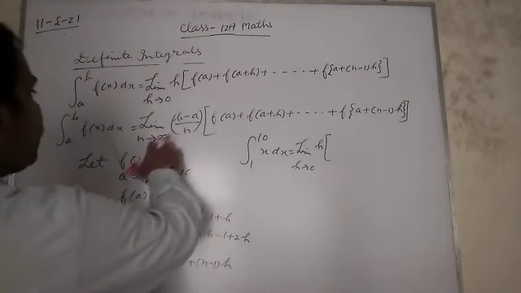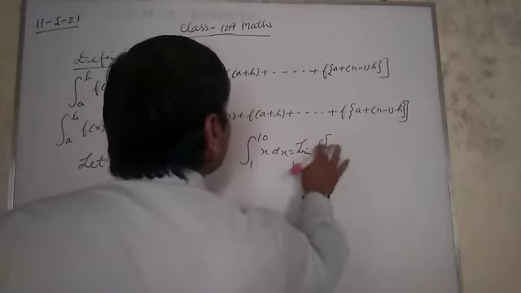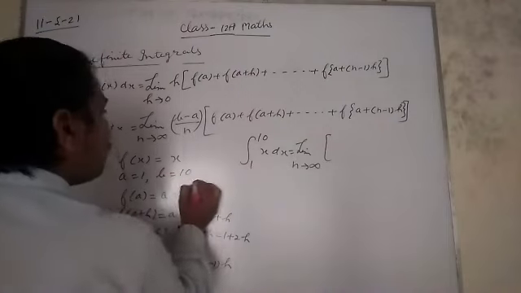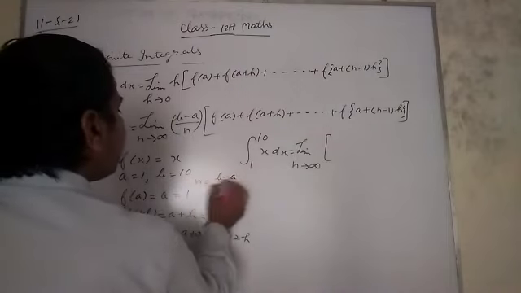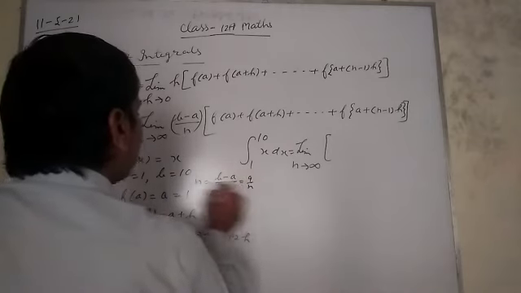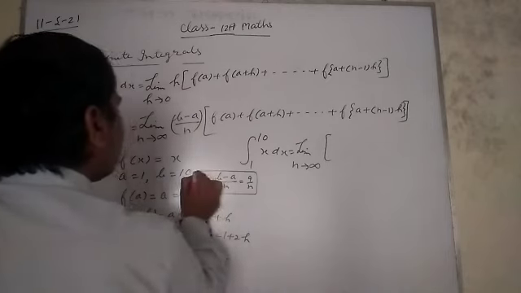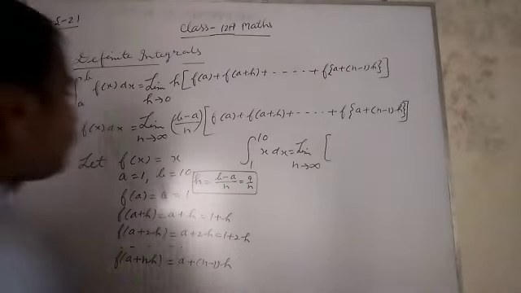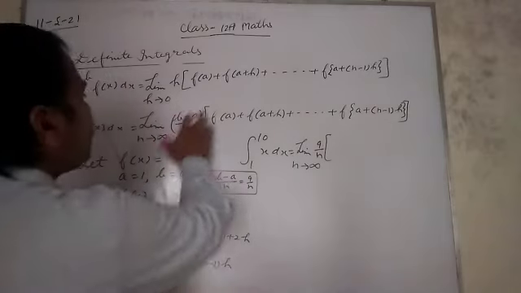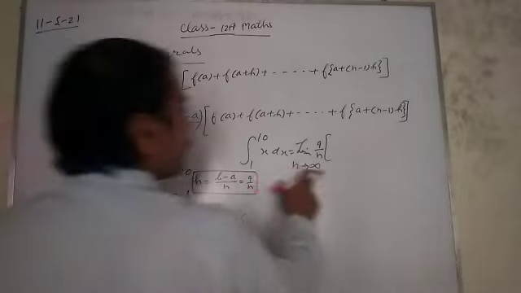Or in this form you can write: limit n tends to infinity, and here find b minus a also. So h is equal to b minus a upon n. Here b is 10, minus 1, upon n. So h is equal to 9 upon n. You write one line: b minus a upon n, that is 10 minus 1, 9 upon n, n tends to infinity.